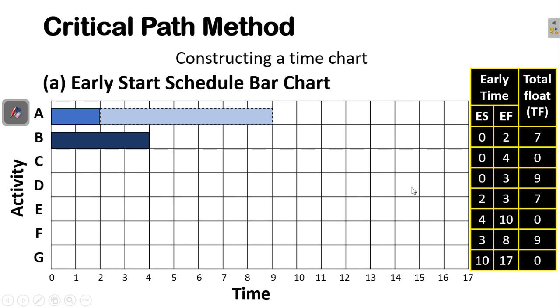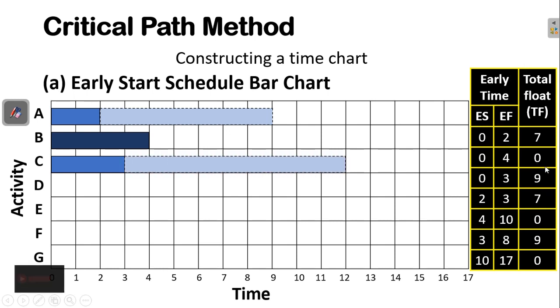That means activity B is a critical activity, with no floats. Then we go for activity C. Activity C is a non-critical activity with 0 early start, and it finishes after 2 days. So we have this plot, and we have the float time or the delay time, which is 9 days. We add that. So whatever delay there will be of this activity, it should be completed within 12 days.